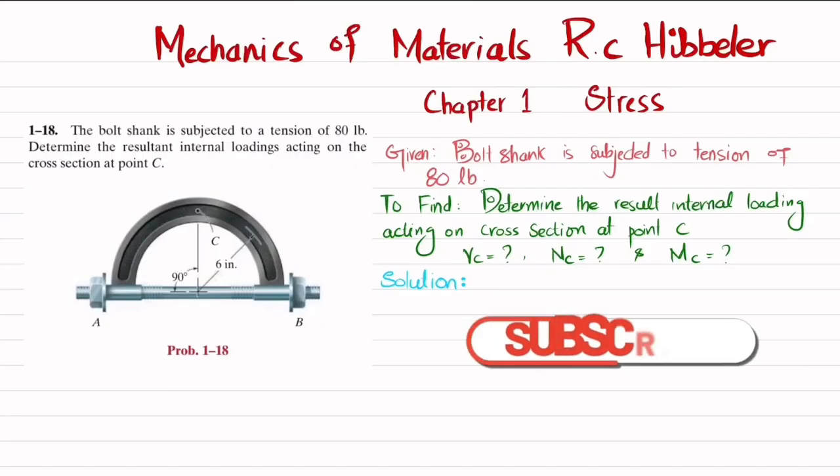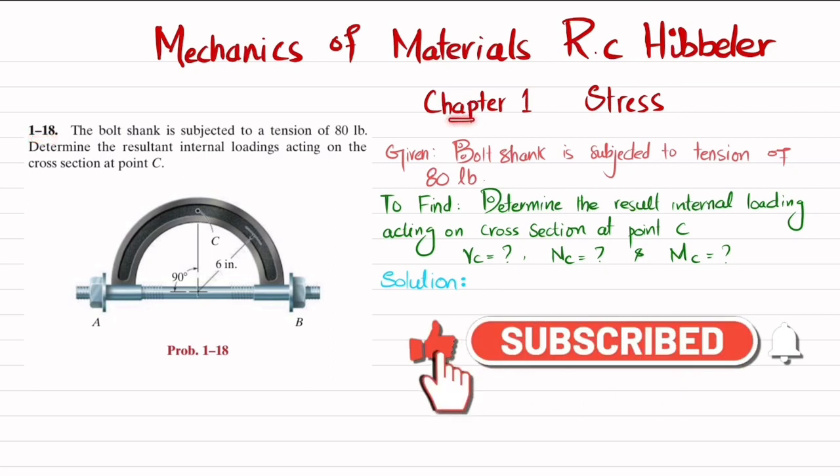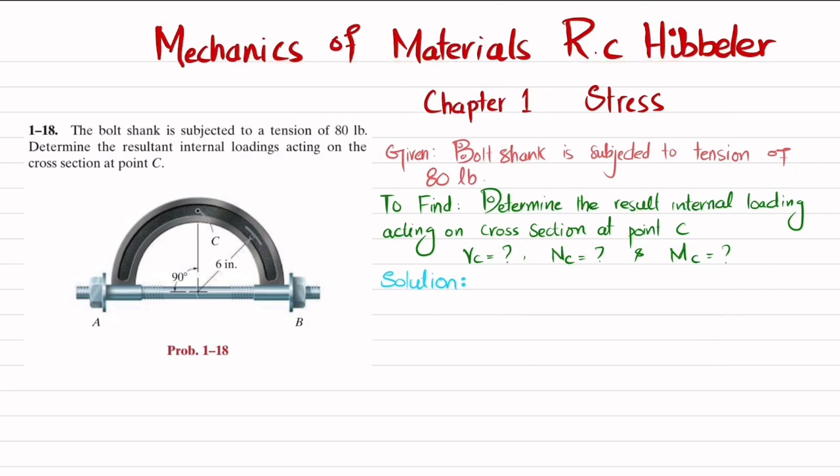Welcome back. Problem 1-18. This problem is taken from chapter number 1, that is stress, and the book name is Mechanics of Material by R.C. Hibbeler. The statement of the problem is: the bolt shank is subjected to tension of 80 pounds. Determine the resultant internal loading acting on the cross section at point C. You can see we have been given that the bolt is subjected to 80 pounds in tension. So we have to find the internal loading at the cross section at point C. This will be normal force, there will be a shear force VC, and we have moments. All these are internal loading.